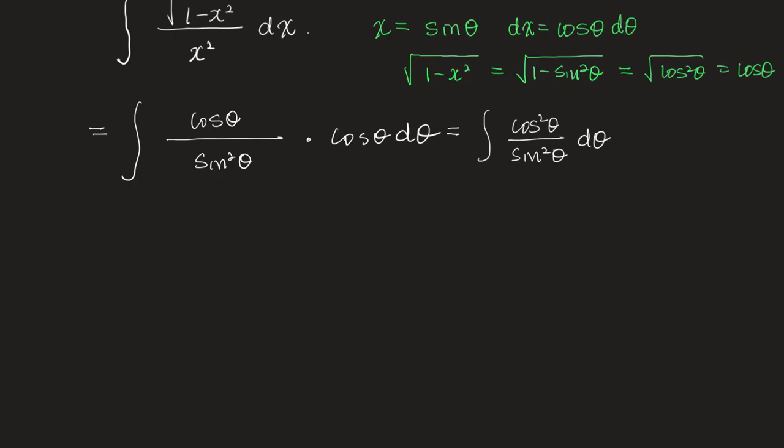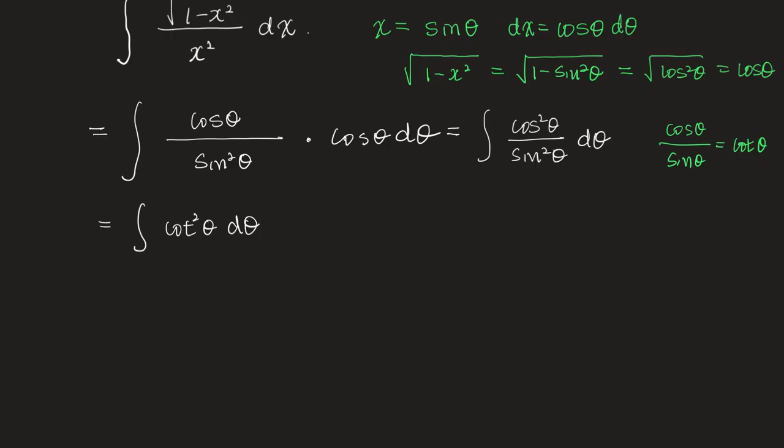Now look at this one. This one is a trigonometric integral. I'm going to write it down for you. Cosine theta over sine theta is going to be cotangent theta, right? So this one is a substitute: the integral of cotangent squared theta d theta.